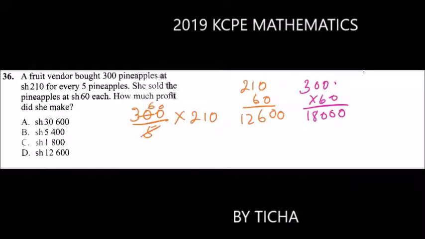18,000, you subtract 12,600. So when you subtract, you get 0, this is 4, this is 7, that is 5. So it means she made a profit of 5,400. And if you check from your answer, that is B. So this is the best approach. You first of all do the question, see the answer you get, then go to the answers and check the correct answer, and you shade your answer.